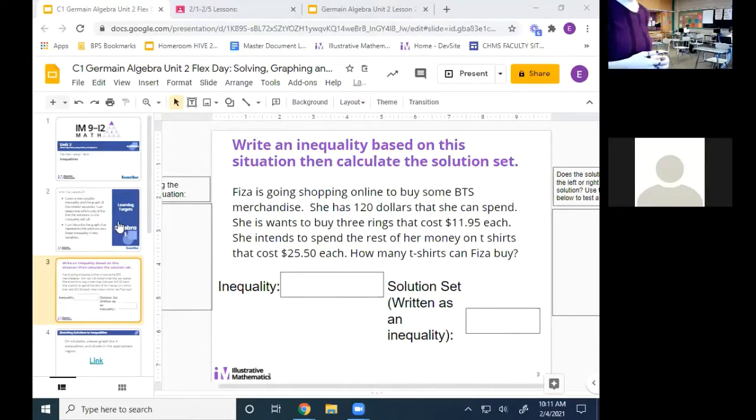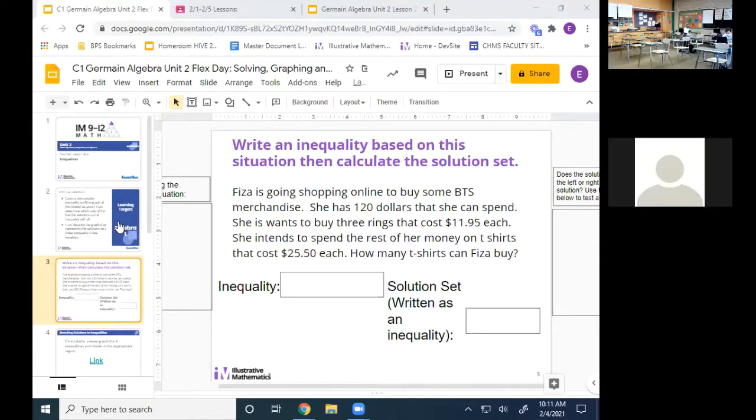Nice job. Think about the symbol that you're going to use. Think about, in the context of the story, would it be or equal to or not? Okay. So Kyle, here we go.